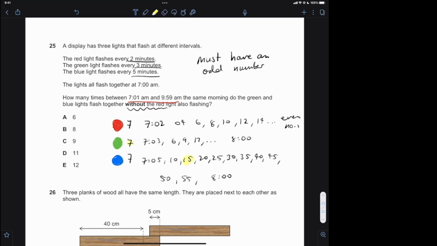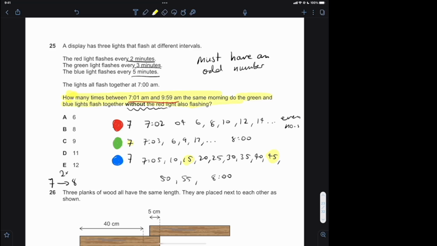So it's not going to be when the red light's flashing. 30, while it's a multiple of 3 and 5, it's an even number, so the red light would also be flashing. 45 is the next one that works, and that's it. So we have 2 in the span from 7 to 8. So in the span of time from 7 to 8, there are 2 flashes that satisfy this principle here.